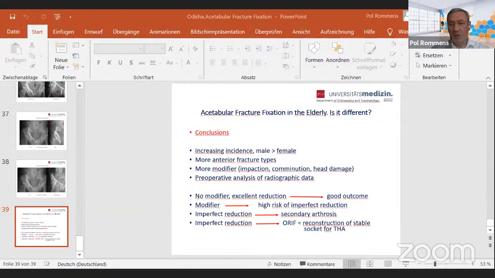So that means that our policy is to do it stepwise. We will perform an open reduction internal fixation first, especially controlling the medial part of the acetabulum, the quadrilateral surface. And if needed, we will do an early secondary total hip arthroplasty later on. That may be weeks or even some months after the primary surgery. Yes. So that's our policy.